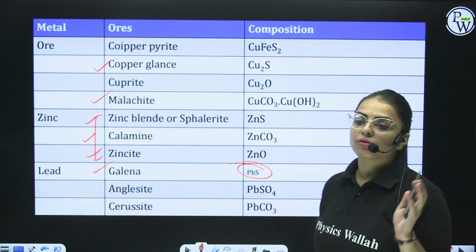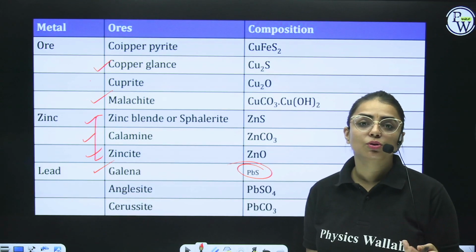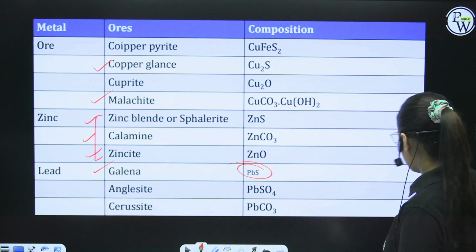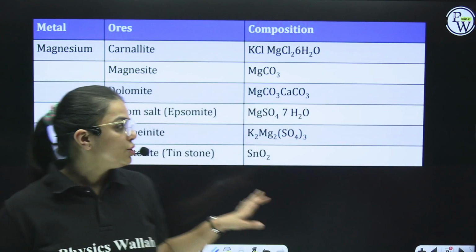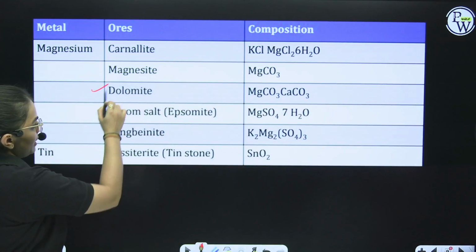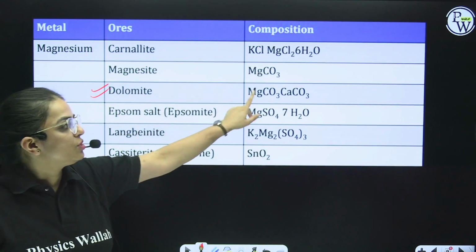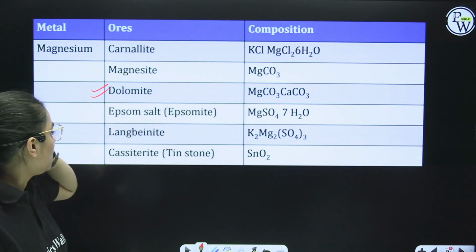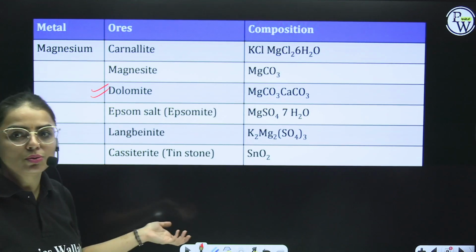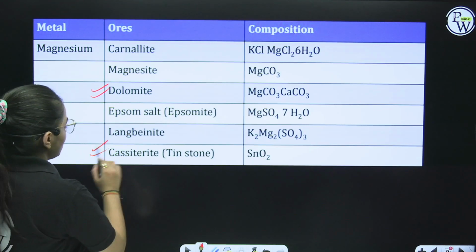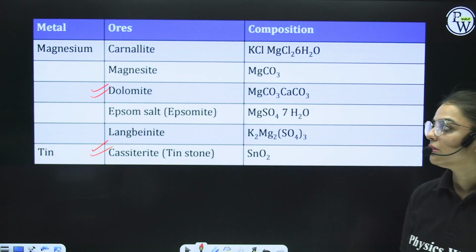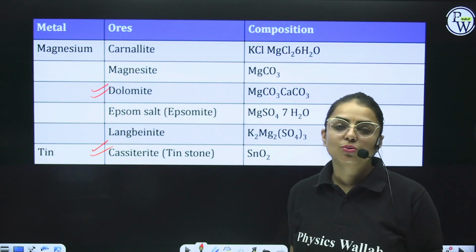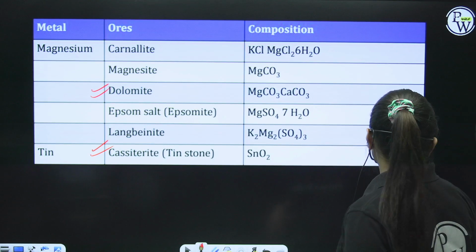You can put a star on it, and if you don't have NCERT with you, you can write it down. It is up to you, students. Let's move on to the next one. Of magnesium, students, the very important one is dolomite, which is MgCO3.CaCO3. Of tin, you can do it if you want, but it is not that important. That is cassiterite. Everybody just write down these metals and their ores, which are written here for you.